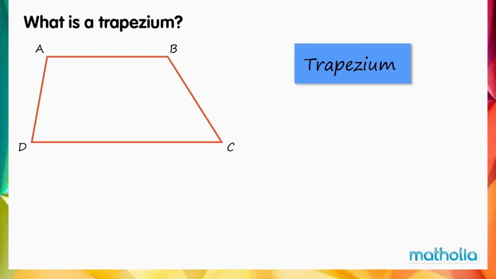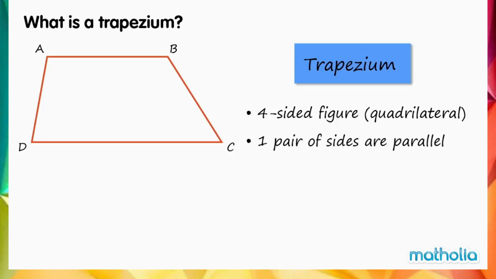What is a trapezium? A trapezium is a four-sided figure. It is a type of quadrilateral. One pair of sides are parallel. In this trapezium, the side AB is parallel to DC.